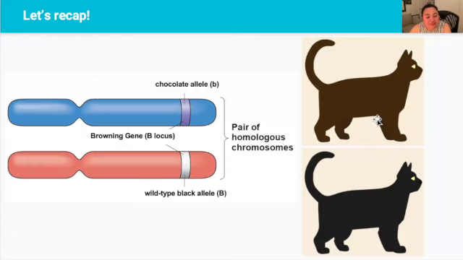So for example, the trait for solid dark coat colors in cats is controlled by the brown gene located on the B locus of the cat's genome. This brown gene has 2 alleles, or 2 genetic variants. One allele is the black wild type allele, capital B, and the other allele is the chocolate allele, little b. A cat inherits 2 alleles for this gene from their parents, and the way those 2 alleles interact determines the organism's phenotype, so whether the cat has a coat color that's black or that's chocolate.